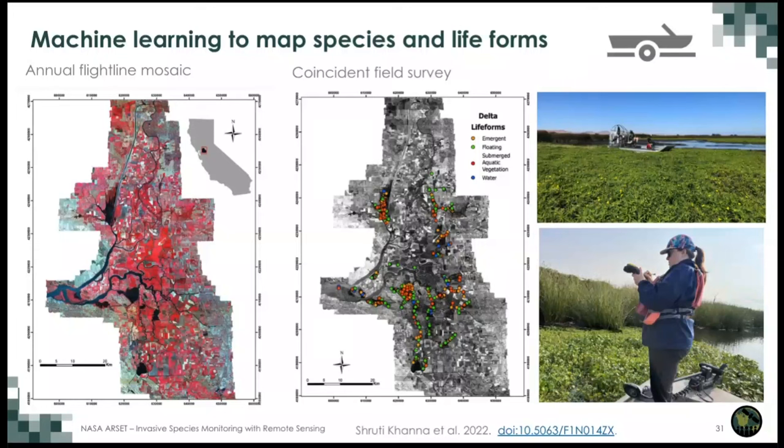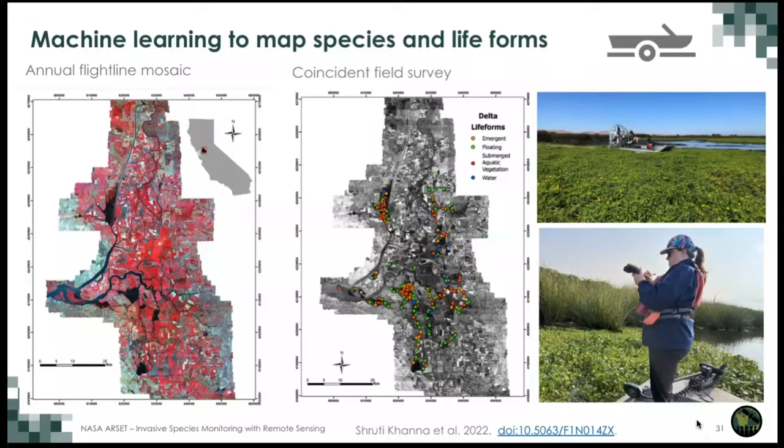During the course of these airborne flights, we send field researchers out in boats, and we use both motorboats as well as airboats, as pictured here on the right, that actually can glide on top of these floating and creeping emergent species in order for us to collect the geolocation of these different species, as well as the composition and percent cover, phenological stage, and other important characteristics about the plants.